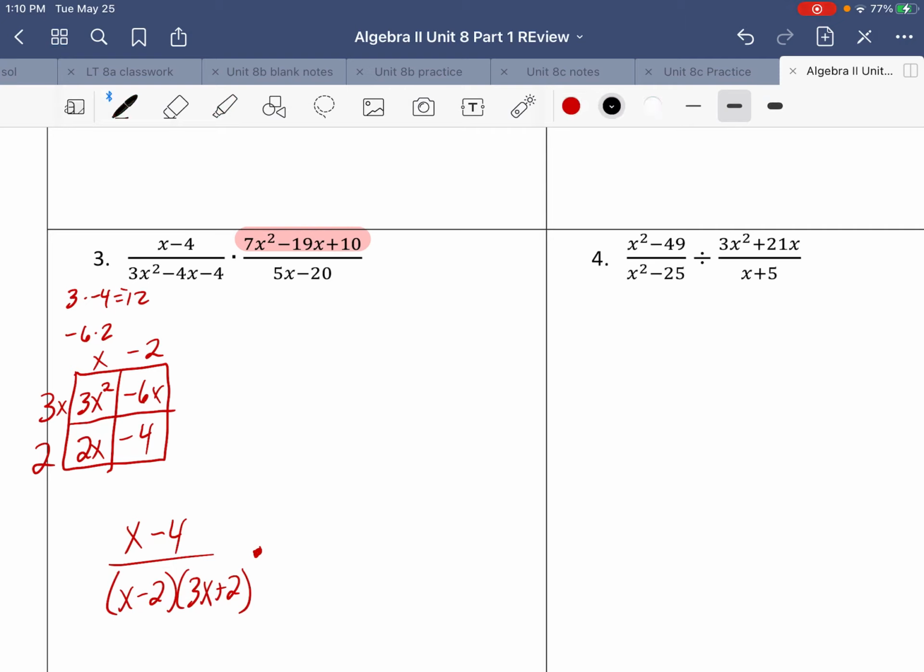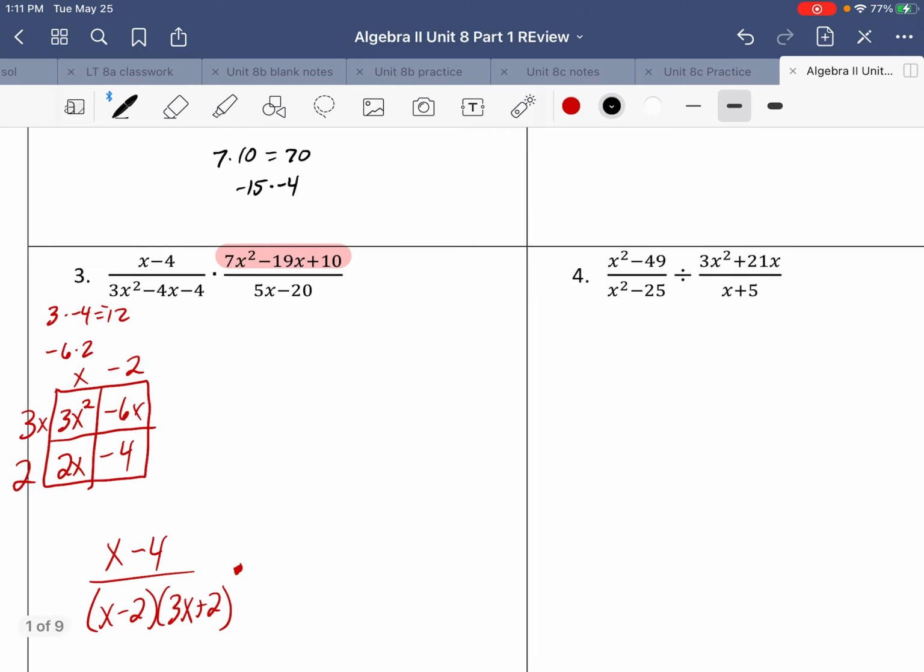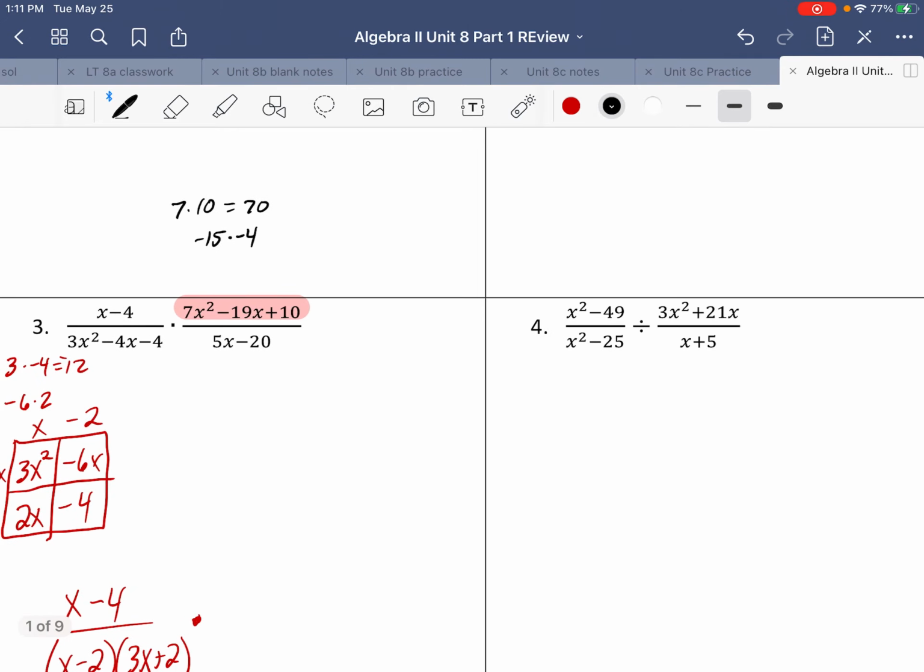No greatest common factor, so we do a times c. This is a quadratic. Think about what two numbers multiply to 70 that add up to negative 19. It's negative 15 and negative 4. Yes, they'll add up to negative 19 and multiply to positive 70. It took me a while to figure that out. I did that in class, so I didn't just come up with it off the top of my head now.